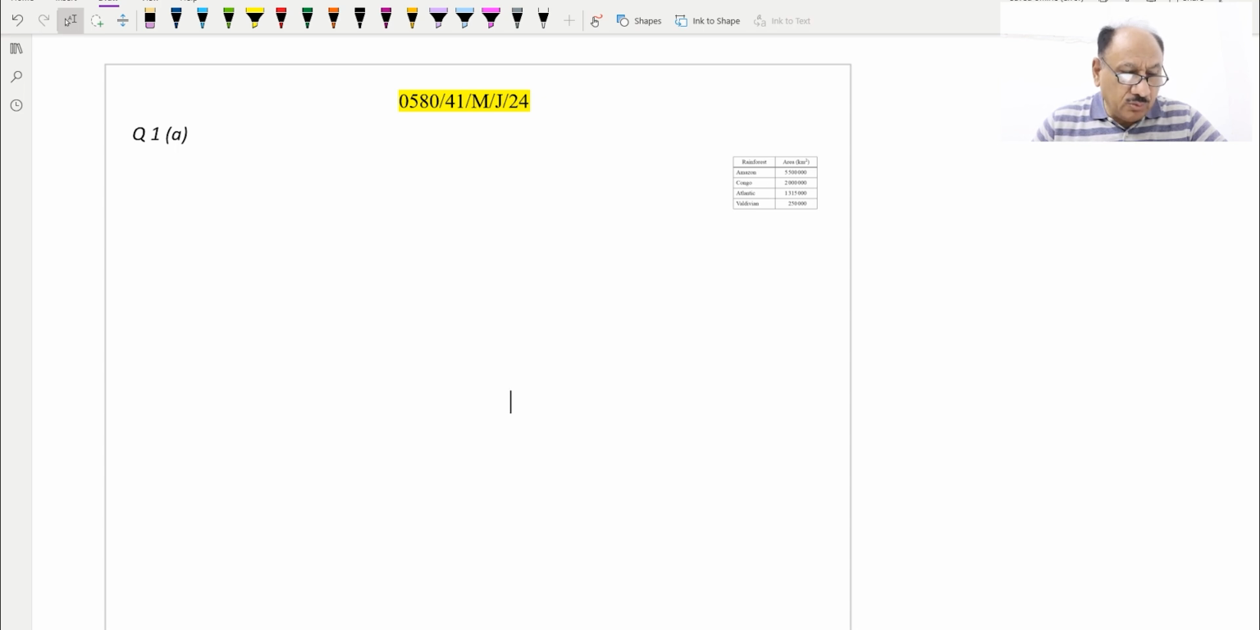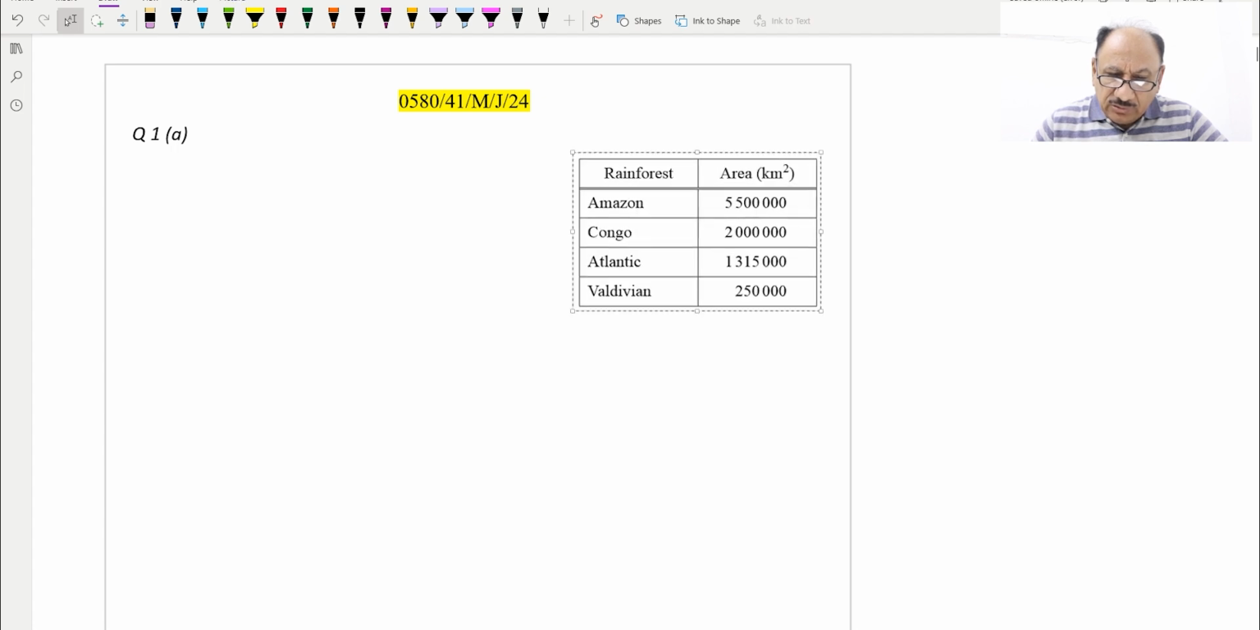And let us go to question number 1A part. The table is given, so we can just quickly go through this table. Amazon, Congo, Atlantic, and Valdivian. These are the areas in kilometer square. So these are the rainforests. The table shows the areas in kilometer square of the four largest rainforests in the world.